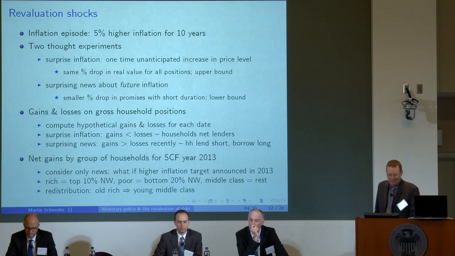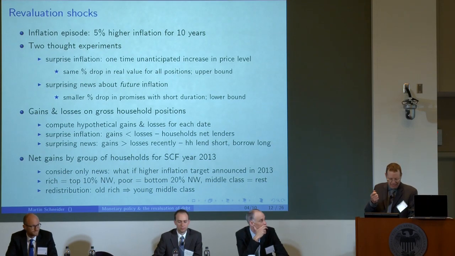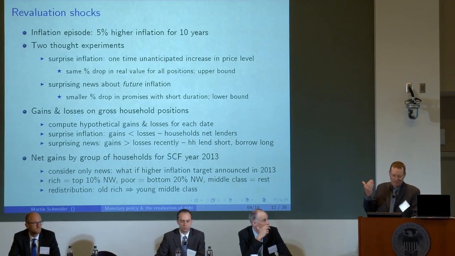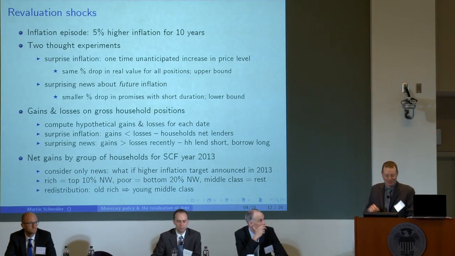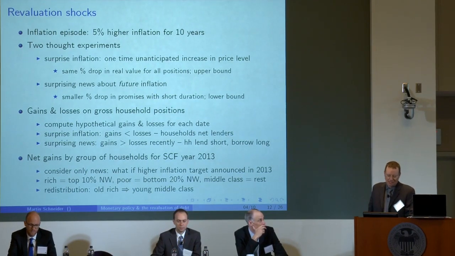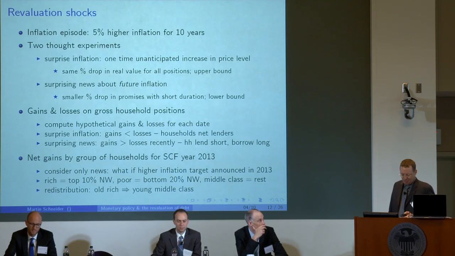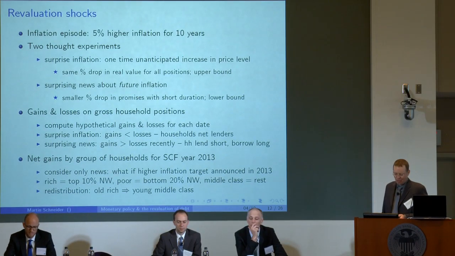The other thought experiment is surprising news about future inflation. That basically says there is an announcement today where the Fed says we're going to raise the inflation target by 5% for 10 years. And that's going to get us this smaller percentage drop in promises with short duration, and we can think of this as a lower bound.